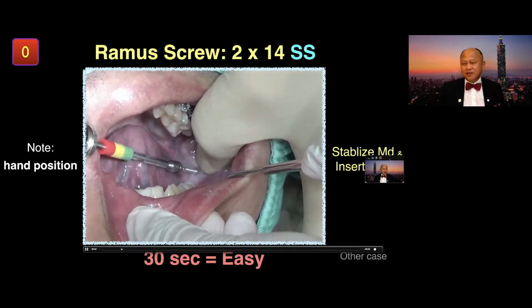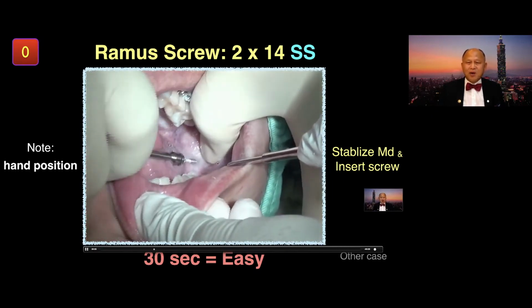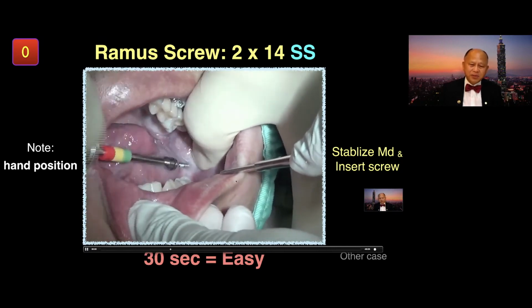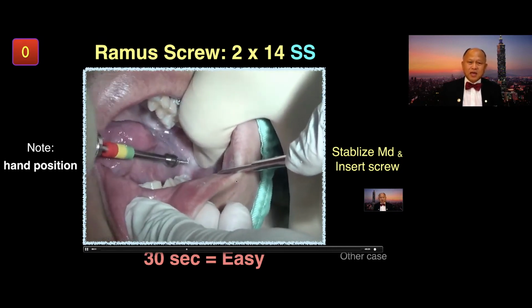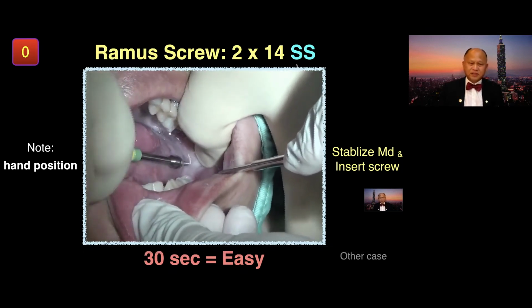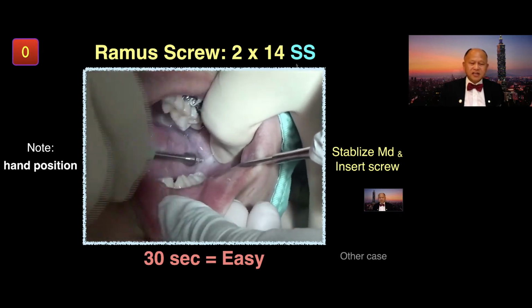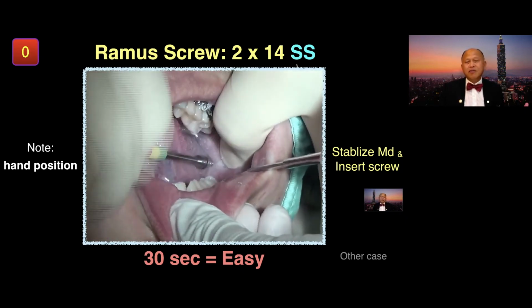Watch carefully. The way I stabilize the mandible with my thumb and how I insert the screw, the hand position is important. And the screw I use is stainless steel, so it's very, very robust, very strong. Don't worry, it won't break. 30 seconds, easy yet powerful.